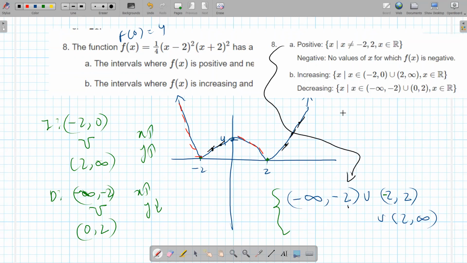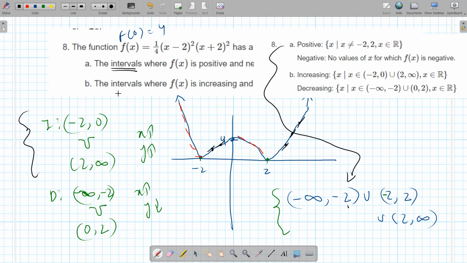And this one, same thing: between -2 and 0 it's increasing, and from 2 to positive infinity it's increasing. Same thing we have here in interval notation. And then everywhere else it's decreasing. So for this course, whenever they ask you for intervals, it is exclusive.